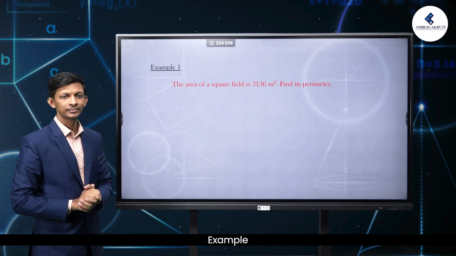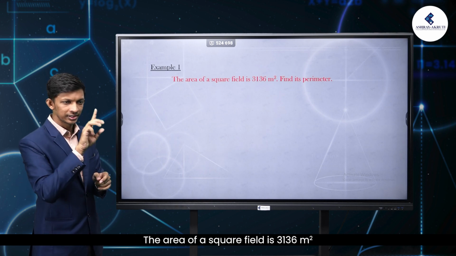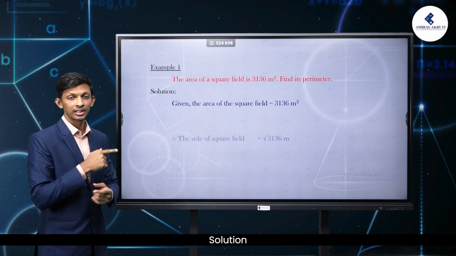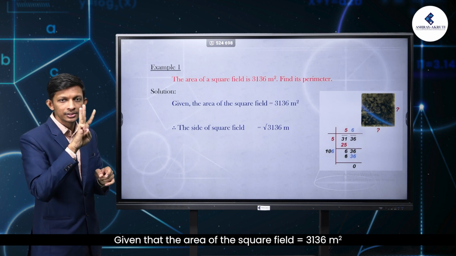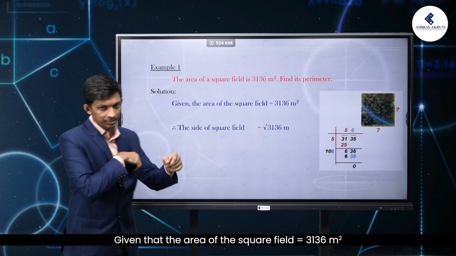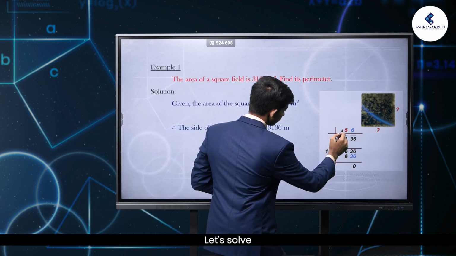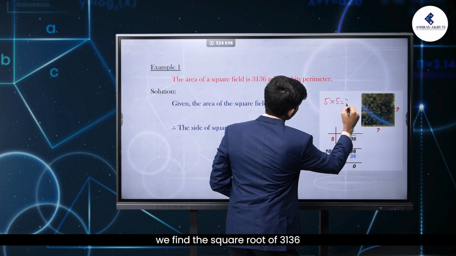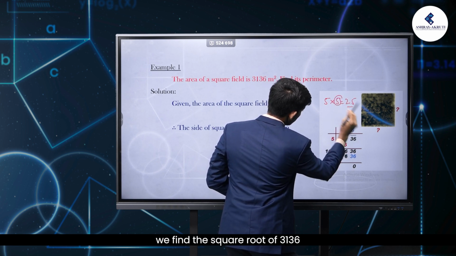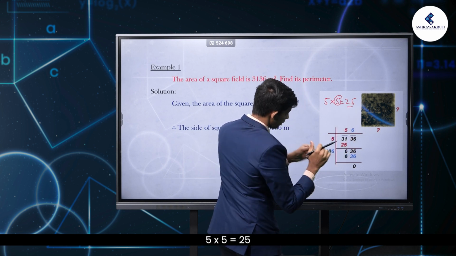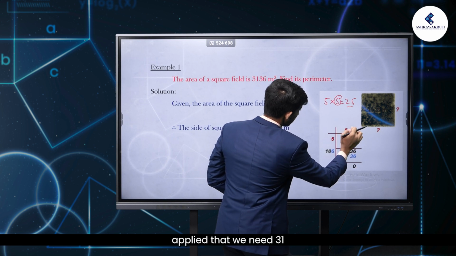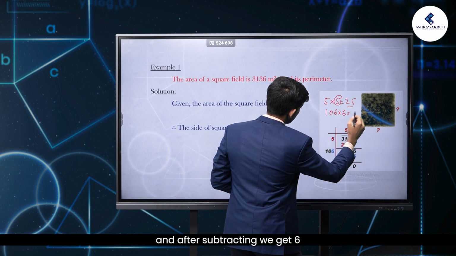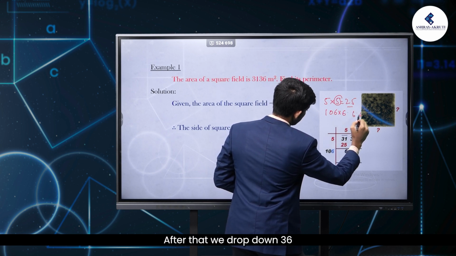Example: the area of a square field is 3136 meter squared. Find its perimeter. Solution: given that the area of the square field is equal to 3136 meter squared. Let's solve. By the long division method, we find the square root of 3136. 5 fives are 25. We apply that, we need 31. After subtracting, we get 6. After that, we drop down 36.